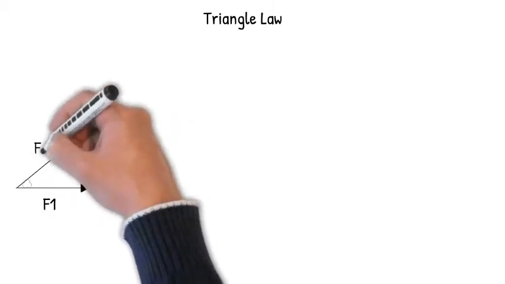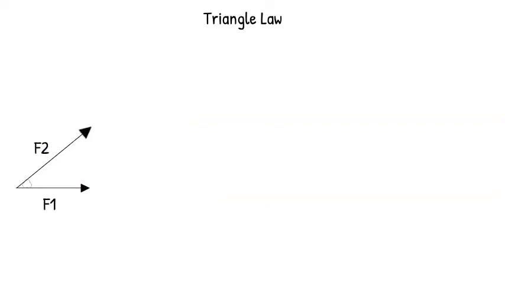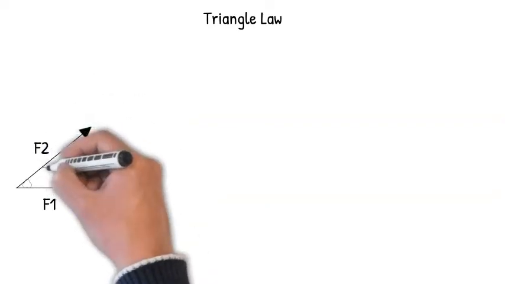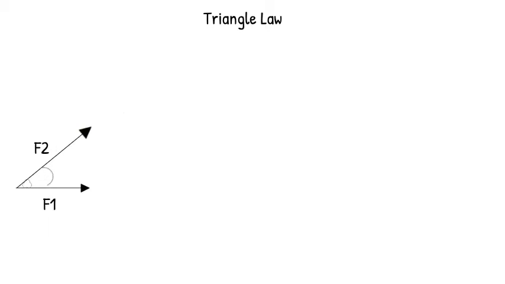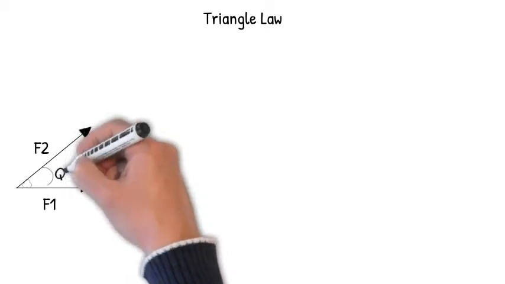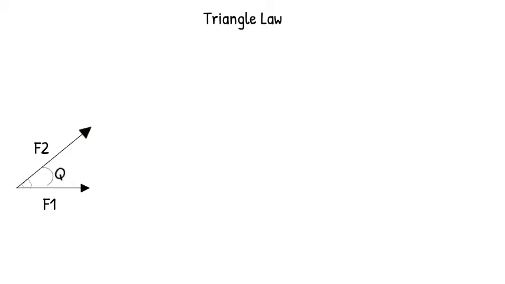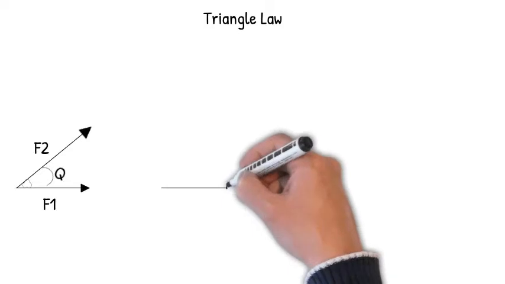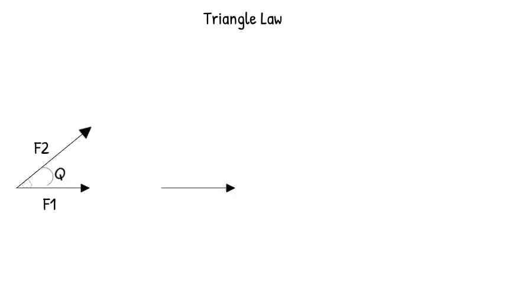Now F2 is represented in terms of magnitude, meaning F1 is actually less than F2 because the length of F1 is less than F2, and you can very easily see the direction of both forces. Now the angle between these two forces is theta. Now our question is where the object will move.